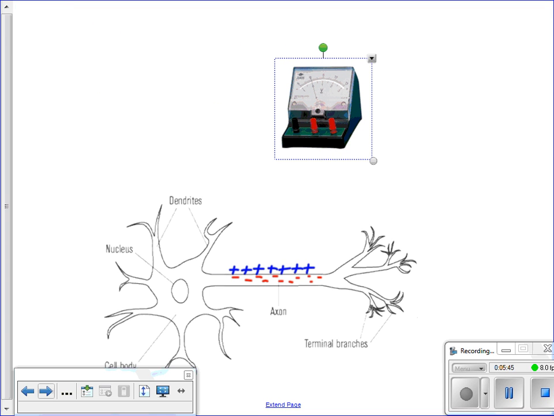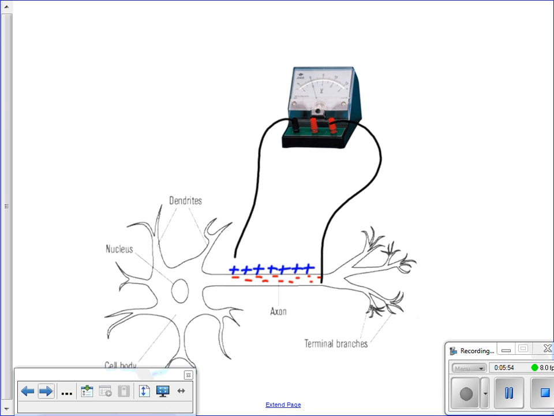Now, if we do take a voltmeter and a couple of microelectrodes, have one just on the outside of the cell, the other one actually sticking into the cell, we can in fact measure that there is a difference between the inside and the outside, and that difference on average for a motor neuron is about minus 70 millivolts.